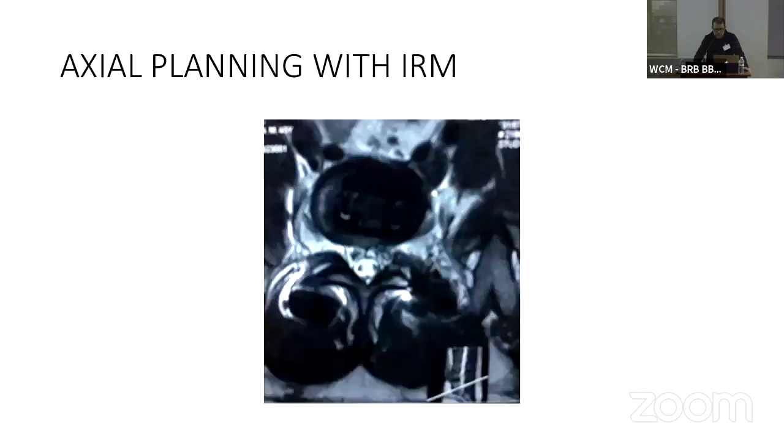For this reason, when you do the approach in ALIF L5-S1, the actual planning on the MRI is necessary, because the great window between the iliac veins is necessary in L5-S1. For this reason, planning on MRI is important.